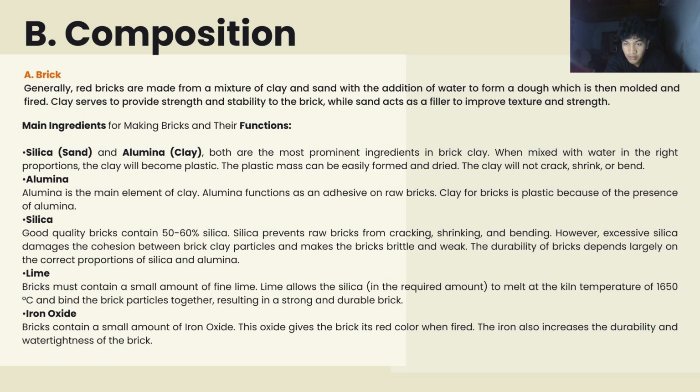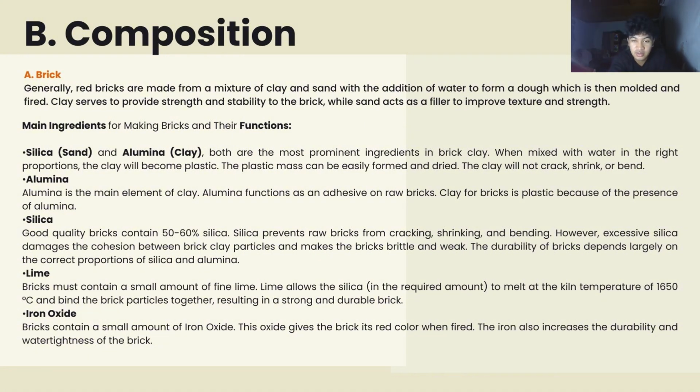Both are the most prominent ingredients in brick clay. When mixed with water in the right proportion, the clay will become plastic. The plastic mass can be easily formed and dried. The clay will not crack, shrink, or bend. Alumina. Alumina is the main element of clay. Alumina functions as an adhesive on raw bricks. Clay for bricks is plastic because of the presence of alumina.